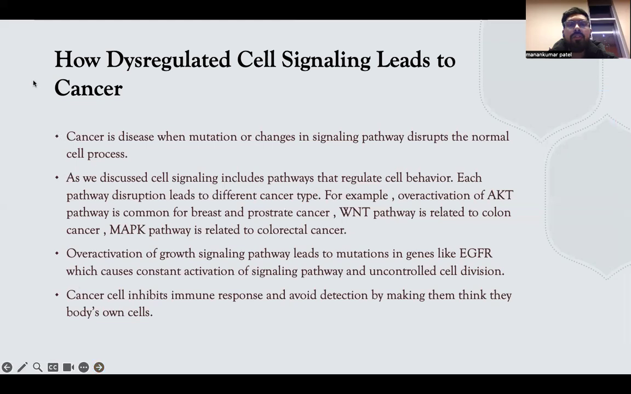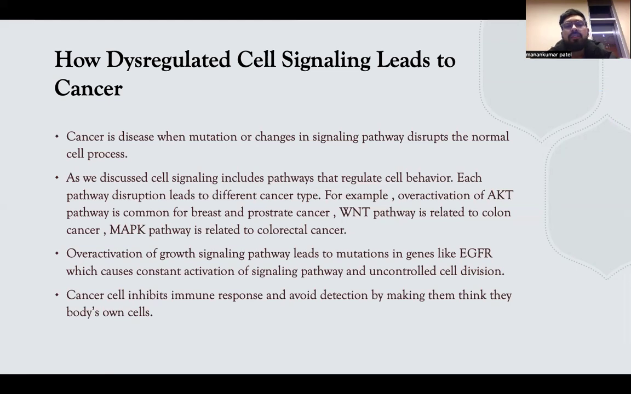Now, we'll discuss how the cell cycle and cell signaling are related to cancer. First, let's see how dysregulated cell signaling leads to cancer. What is cancer? Cancer is a disease where mutations or changes in signaling pathways disrupt normal cell processes.